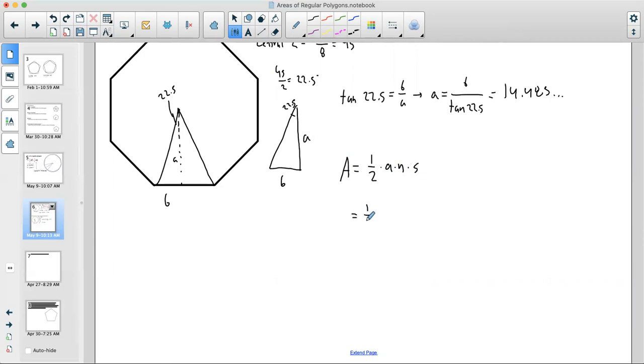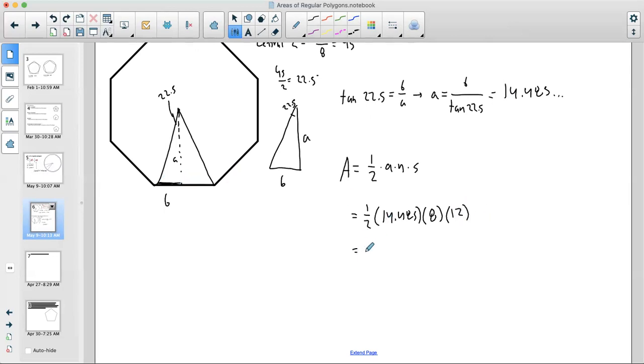And I have all these numbers now. 1/2 times, this is the apothem, 14.485. Then n is the number of sides. In this case, that's 8. And then s is the side length, which, it's easy to mix this up and think the side length is 6, but remember this 6 represents half the side length. So the side length is actually 12.